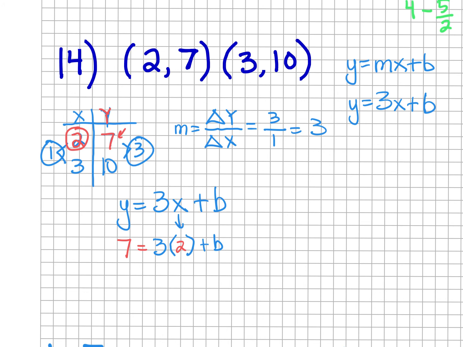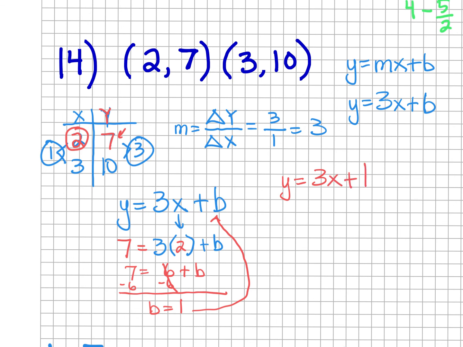Okay, let's see. 7 equals 3 times 2, which is 6, plus b. I think we already know b should be 1 because 7 is 6 plus 1. But that means I would subtract 6 from this side and subtract 6 from this side, or move this one to the other side, and that makes it negative. And that gets rid of this, and I get b equals 1. Sweet. I know b is 1, so I can complete my formula now. Y equals 3x plus 1.